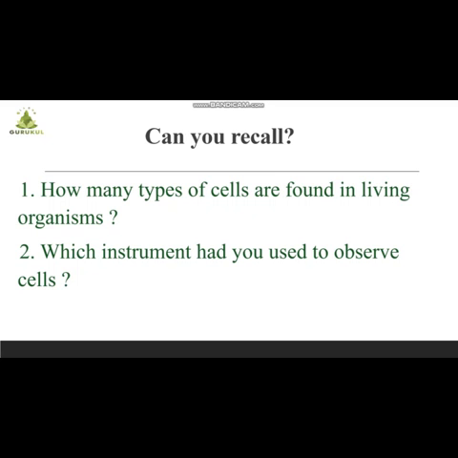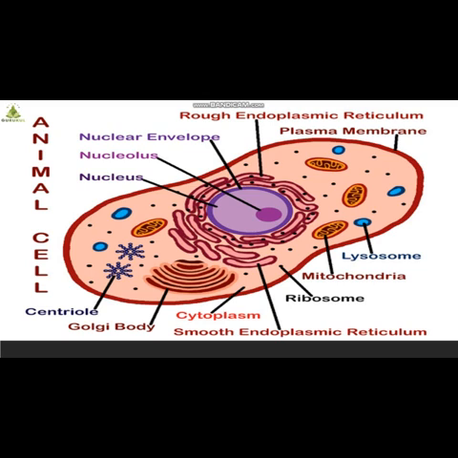Which instrument had you used to observe the cells? One instrument I would definitely talk about is the microscope. Electron microscope is used to observe cells in detail. Students, animal cell and plant cell, these two basic types of cells we already know. Let us have a quick revision about all the organelles, or the components of the cell. So this is a diagram for you all.